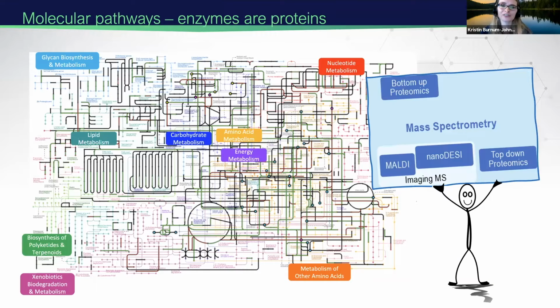With the high number of quantified proteins and the high protein detection specificity of bottom-up proteomics, we are able to visualize our molecular pathways and comprehensively understand the molecular flow of information. This slide captures many pathways of interest, including glycan biosynthesis and metabolism; nucleotide, carbohydrate, amino acid, and energy metabolism; biosynthesis of polyketides and terpene molecules; and xenobiotic biodegradation metabolism. So a lot of different things going on.